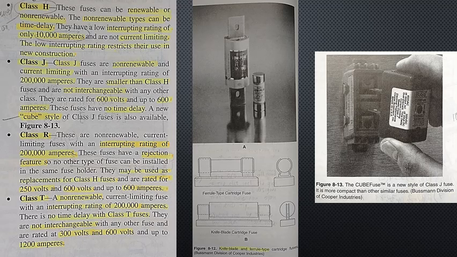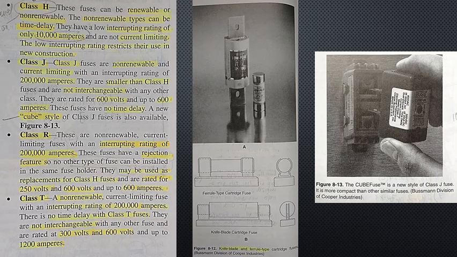As seen on the screen, Class H. These fuses can be renewable or non-renewable. The non-renewable types can be time delay. They have a low interrupting rating of only 10,000 amperes and are not current limiting. The low interrupting rating restricts their use in new construction.